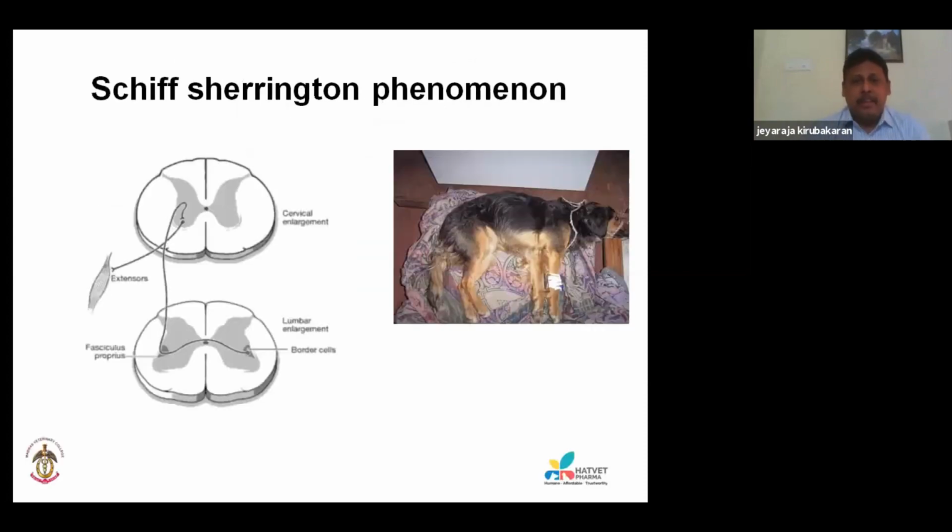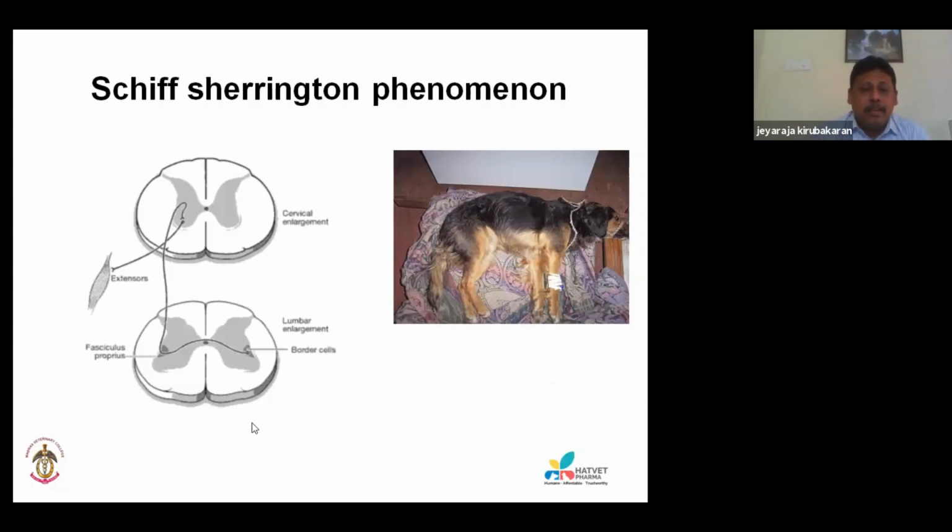Okay, Schiff-Sherrington, and this is usually due to a thoracolumbar injury. Whenever there is a thoracolumbar injury, what you expect logically is that the forelimb should be normal and the hind limb should be spastic. But in the initial part of a thoracolumbar injury, you see the forelimbs will be a little rigid and the hind limbs will be flaccid.